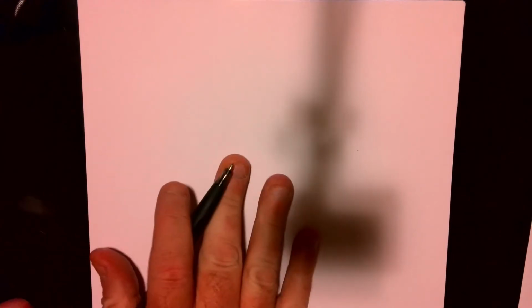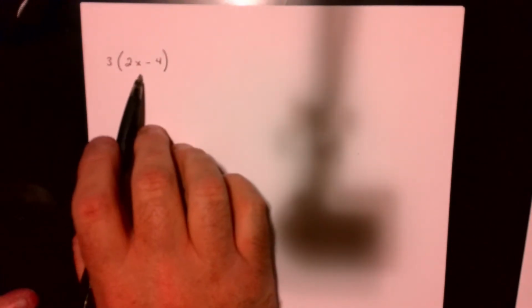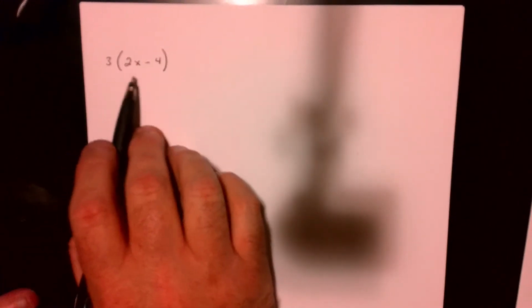Before we start today's lesson, I want to go back and review a concept that we should have done in 7th grade, distributive property. If we have 3 times 2x, let's say minus 4. Okay, this is something hopefully we did in 7th grade, and this is what we call distributive property. We need to distribute the 3 through the parentheses.